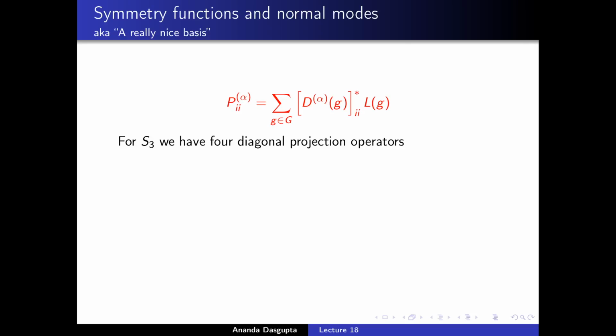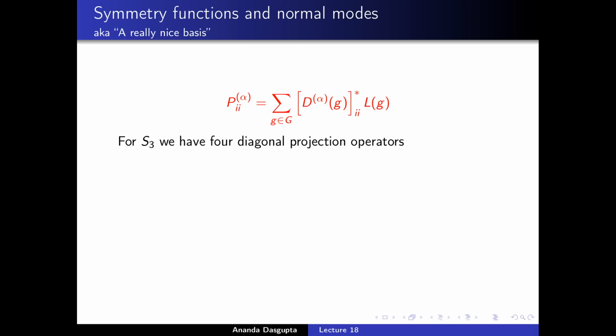Now for our symmetry group S3, we have 4 diagonal projection operators. We have 3 irreps, 2 of them one-dimensional, which gives rise to 1 diagonal projection operator each, and the 2-dimensional irrep curly E gives us 2 diagonal projection operators. And in order to figure out what these operators are, you will need to remember what the irreducible representation matrices for these representations actually are. You can look back at these representations that we discussed earlier, or you may work them out all over again.